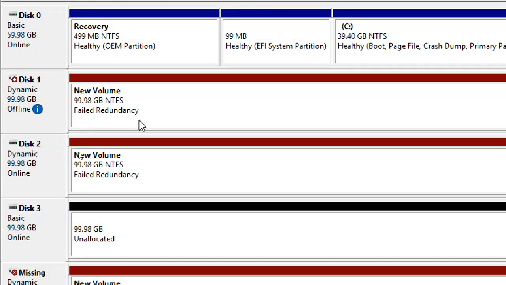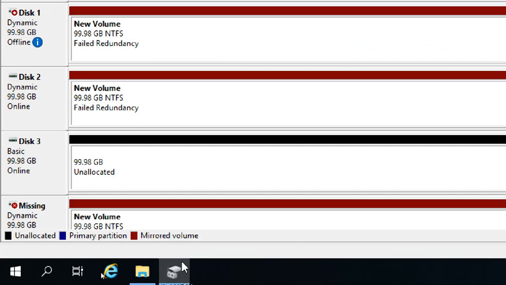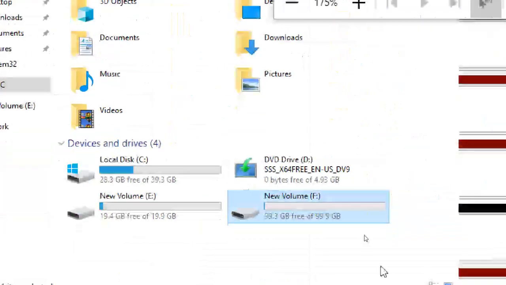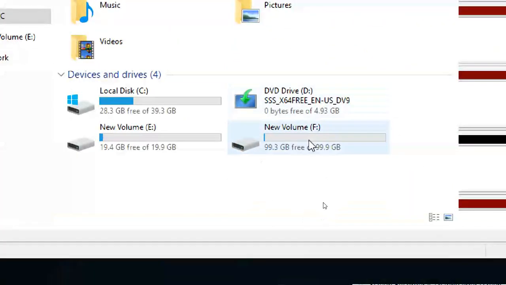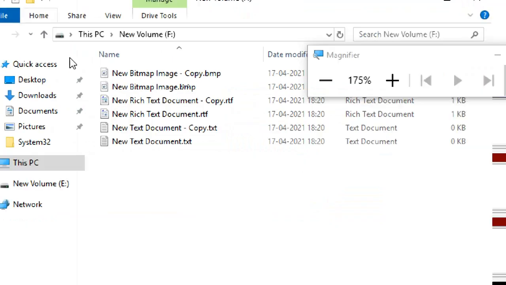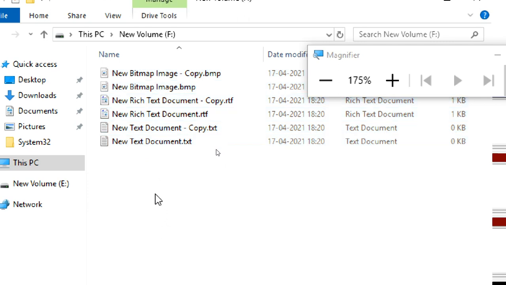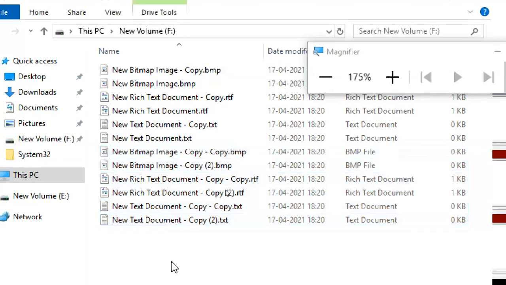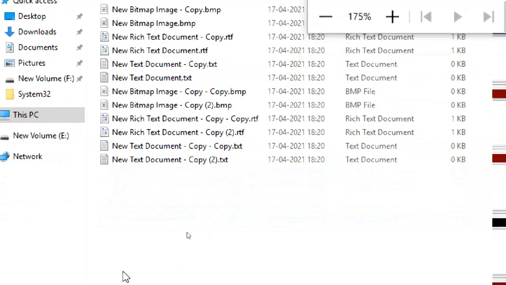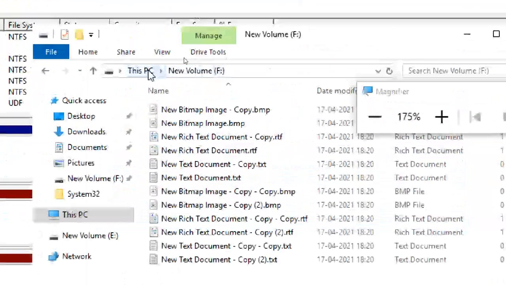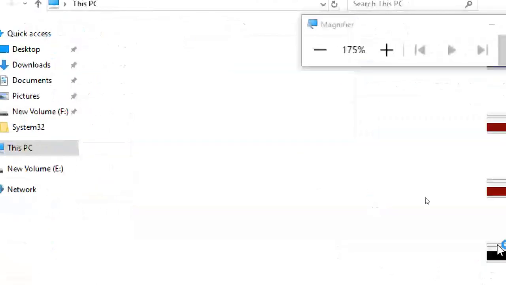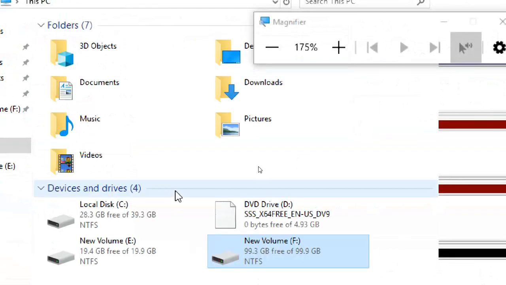Now failed redundancy, but I'm going to my F drive. See, the F drive is still there. If I open the F drive, I can see my data, and I can also create data. I can access the data also. So I created some data. Still I can access the data, and I can also put some data in it.